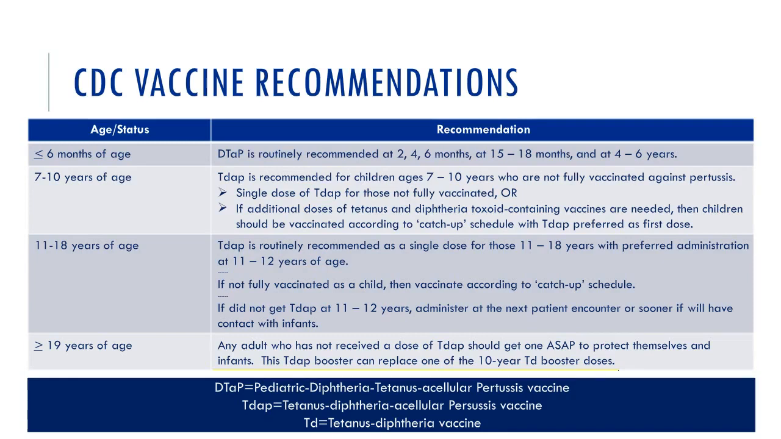Through ages 11 to 18, again, Tdap is what's routinely recommended in a single dose between 11 and 18, preferably with administration at the younger end of that age scale, preferably between 11 and 12 years of age. Now, if not fully vaccinated as a child, again, there's a catch-up schedule that can be adhered to. And if the patient did not get Tdap at 11 to 12 years of age, they should administer the Tdap vaccination at the next patient encounter or sooner, especially if the adolescent is going to have contact with infants.